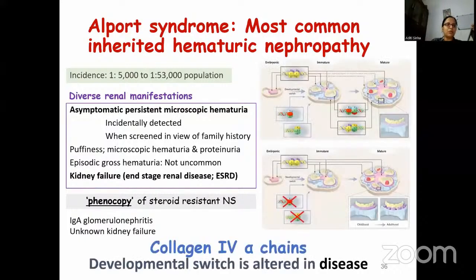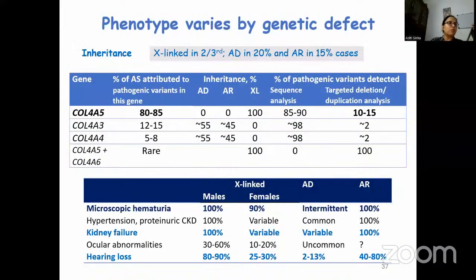Obviously, the alterations can be in COL4 A3, 4, or 5 chains, A5 chains being most common. An alteration of developmental switch causes problems not just in the kidney, but also in the cochlea and in the eyes. And based on the underlying genotype, the phenotype would vary. The males with X-linked Alport and the autosomal recessive patients with Alport syndrome are the most severely affected, with early onset problems with high rate of progression to kidney failure at an earlier age than are patients with autosomal dominant disease and females with Alport syndrome.